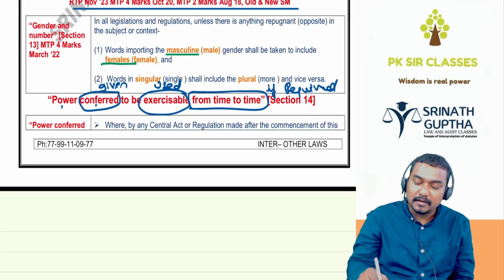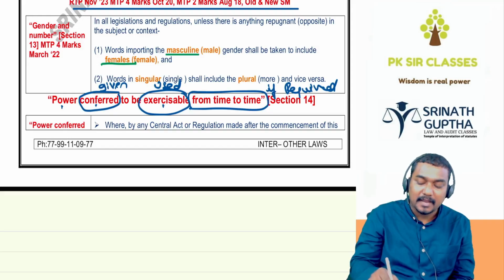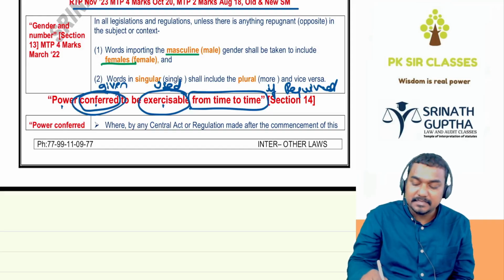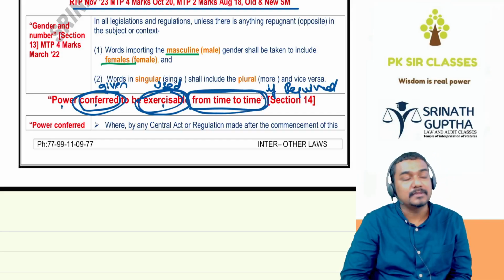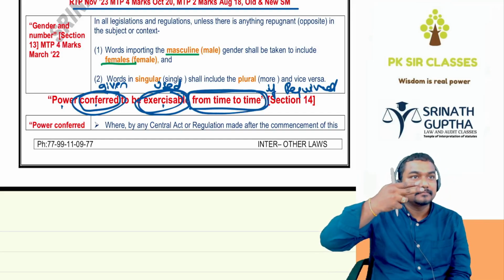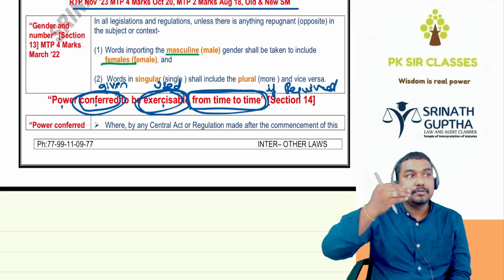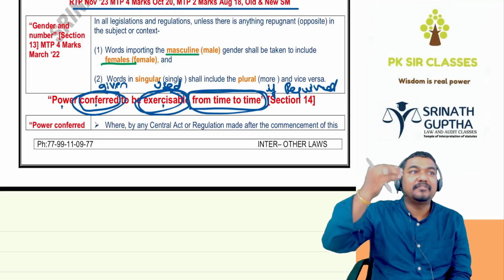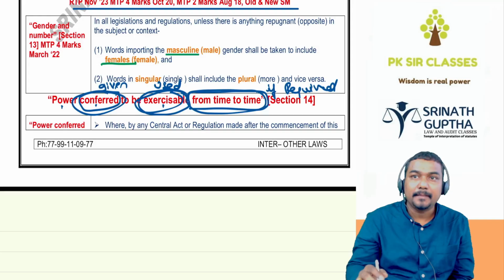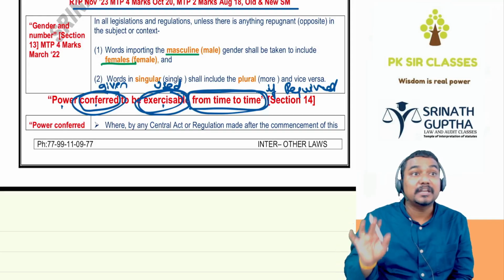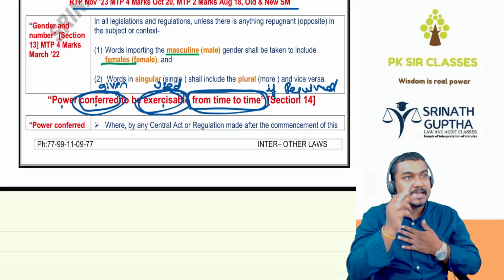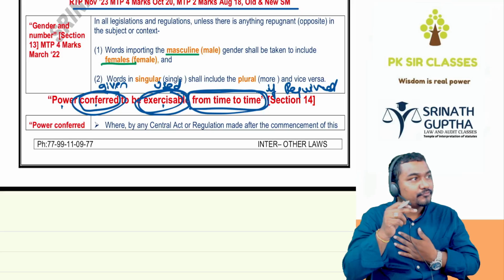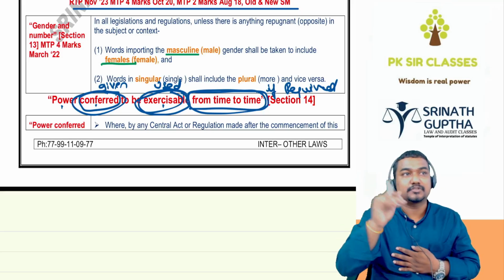Power conferred to be exercised from time to time. Conferred means given, exercised means used, from time to time means as required. If a police officer has a right to use the gun or shoot a person, he should shoot the person only if it is required. If any power is given to any officer, that power can be utilized by the officer only if it is required. A faculty has a right to send a student out. Yes, I can exercise this power only if required. For time pass, I should not send the students outside.